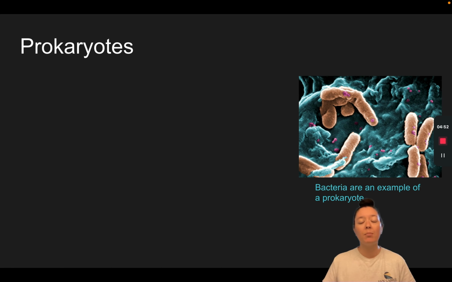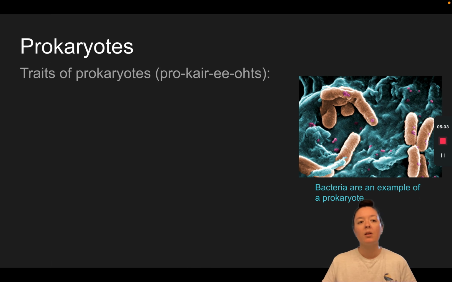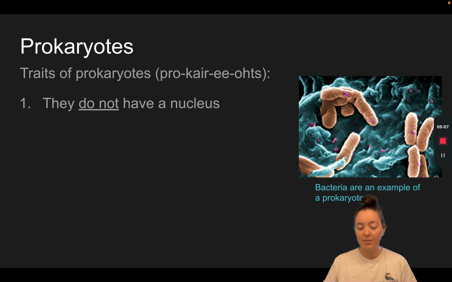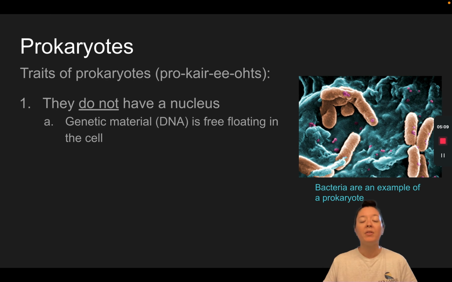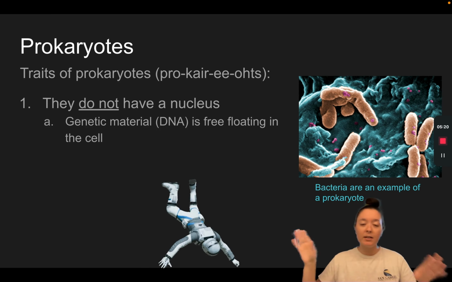So an important example of prokaryotes are bacteria. Almost all bacteria are single-celled, and so they would classify as prokaryotes. So some interesting traits: they do not have a nucleus, like I said on the previous slide, but they do have genetic material, DNA, and instead of being held inside of the nucleus like in a eukaryote, it just kind of floats around inside of their cell.